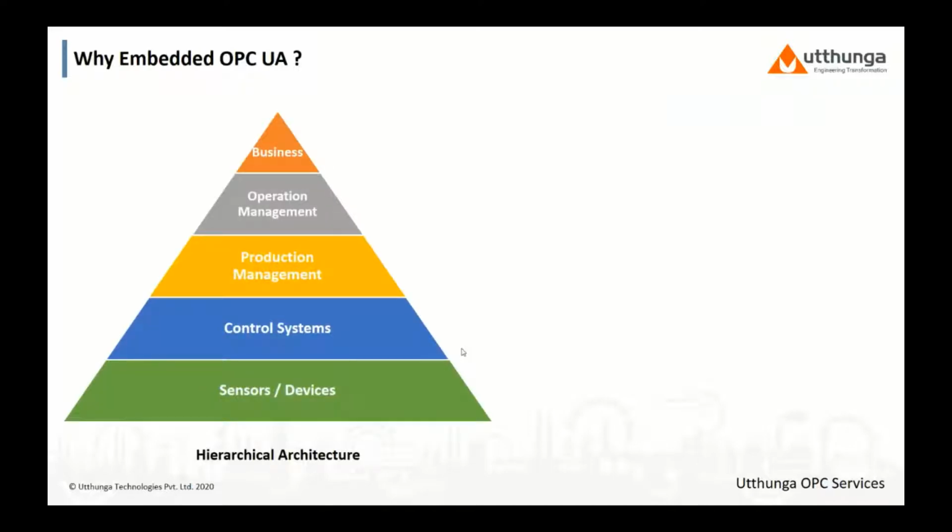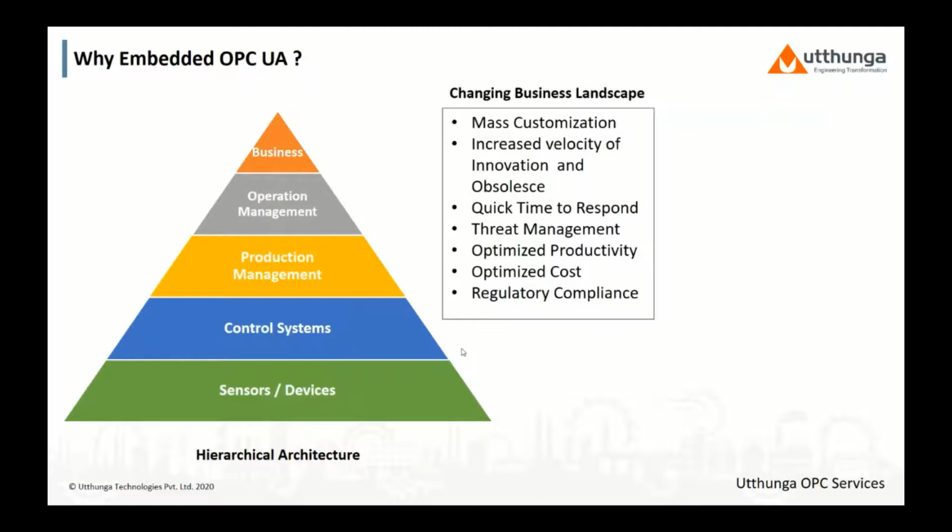This is a standard hierarchical architecture which most of us who work in industrial automation are aware of. With this architecture, there are some limitations because of the way the data flows from bottom to up in a very hierarchical and filtered manner. The landscape of businesses is changing due to different aspects: mass customization, increasing velocity of innovations and obsolete maintenance, and there's a stress on engineering teams as well as end customers to provide a quick response.